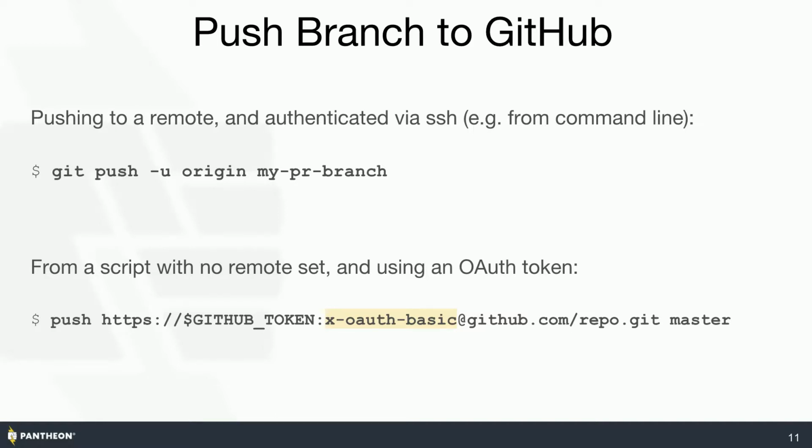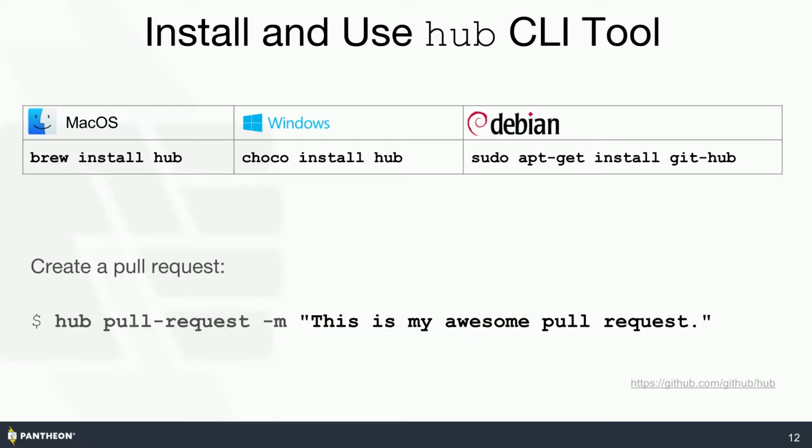And in addition to pointing at the repository, you can also use the XOAuth basic form, where you simply put the contents of your OAuth token into the URL, and that's going to go up and create the branch on GitHub.